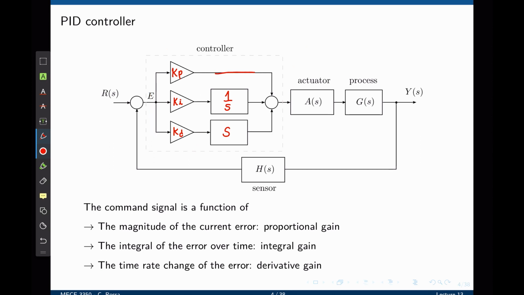The first branch has to do with the current error. The second branch has to do with the integral of the error, that is the error over time, the error that accumulates over time. And the third one deals with the derivative gain, that is the current rate of change of the error. Now the relative contributions of each term can be adjusted by choosing appropriate values of Kp, Ki, and Kd so that the time response of the system follows a specified behavior.